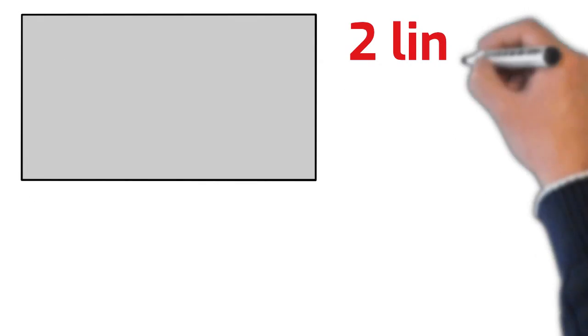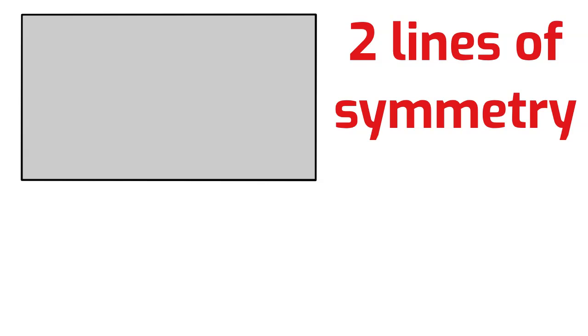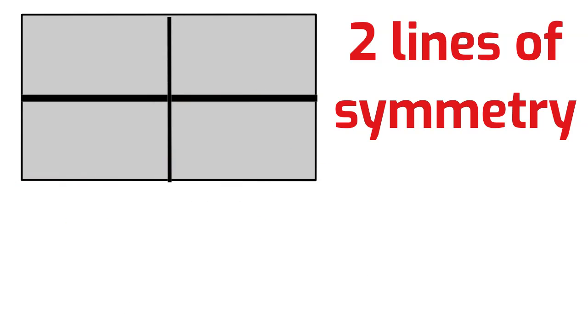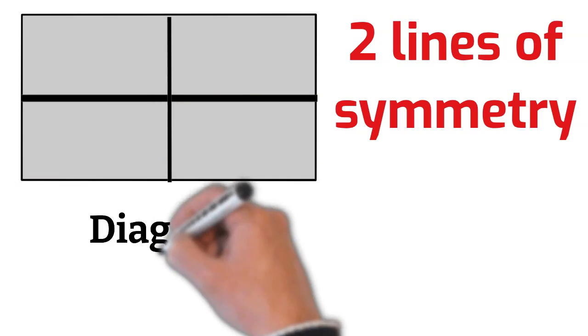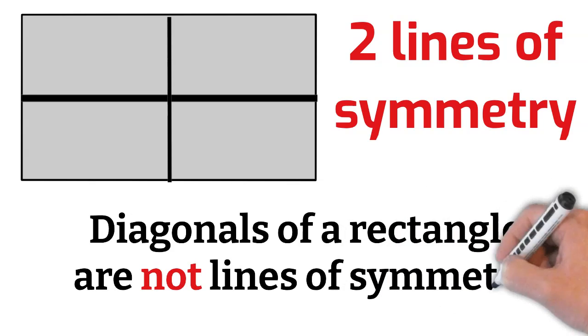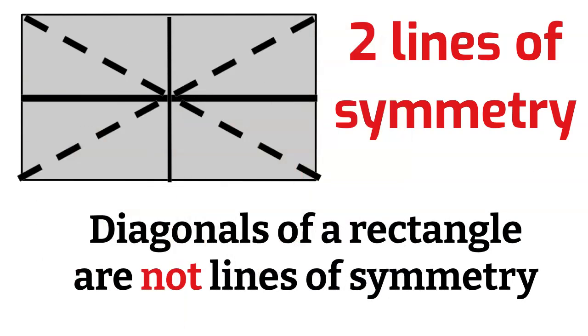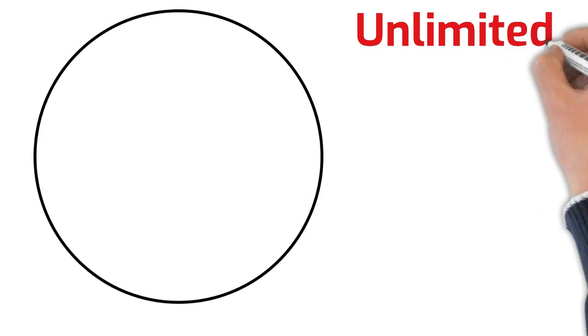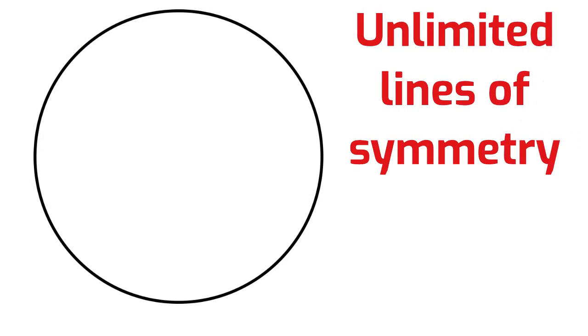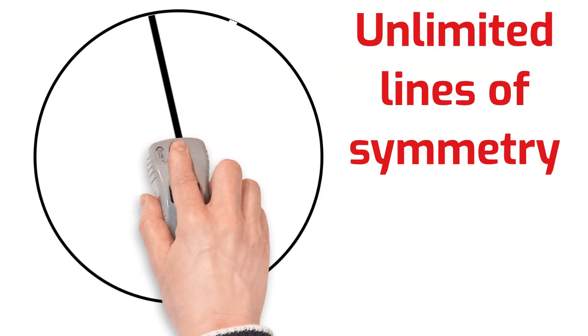A rectangle has only two lines of symmetry, that is the bisectors of its opposite sides, one horizontal and one vertical. Note that the diagonals of a rectangle are not lines of symmetry, because if we fold a rectangle diagonally, the opposite halves will not exactly fit each other. A circle has unlimited lines of symmetry along its infinite number of diameters.